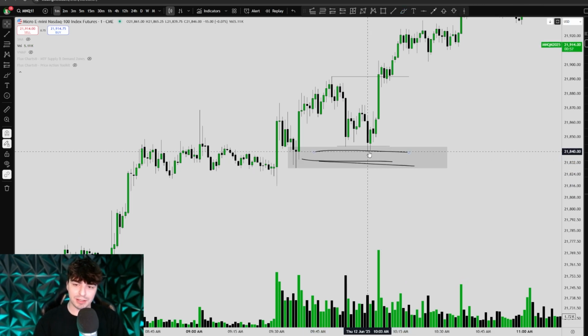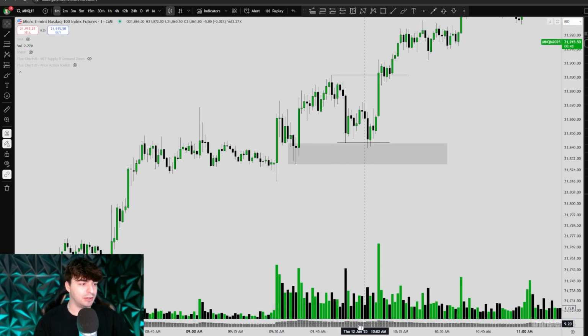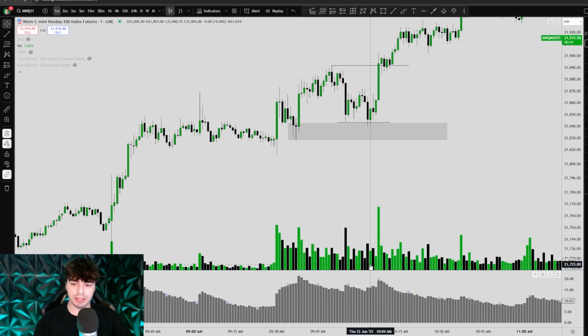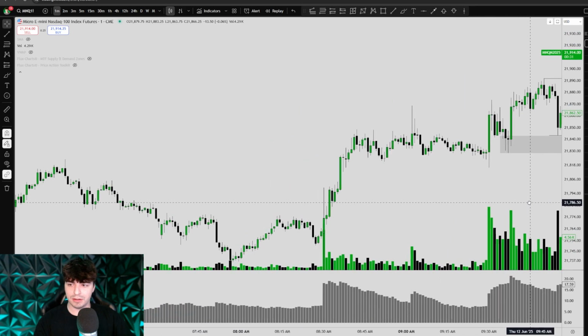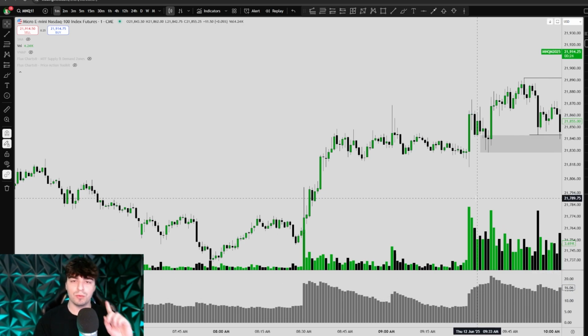So knowing this theory, this framework that we're trying to get into these high probability areas, we want to use a small stop loss. So for this, I use the ATR indicator. You can see down here, this is the ATR indicator, and I have it set to 7. Basically what the ATR indicator does is it tells you on average how much one candle is going to move. In this case, I have it on 7, and so if we were to go over here where we would enter, right around here, the ATR was 16. So what I do is I use a 1 ATR stop loss.